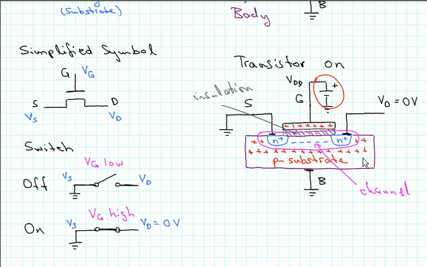So when the voltages are applied like this, then we have a switch that is closed, and in this case the gate voltage is high compared to the base, to the body, and compared to the source as well. Notice that here body and source are both connected to ground, so they are essentially connected together.